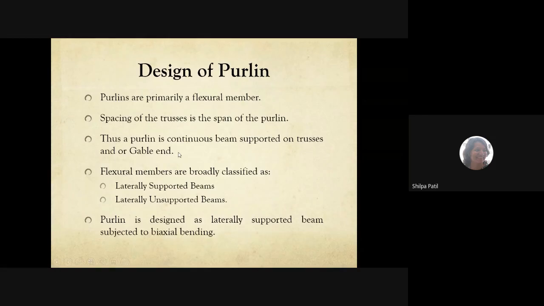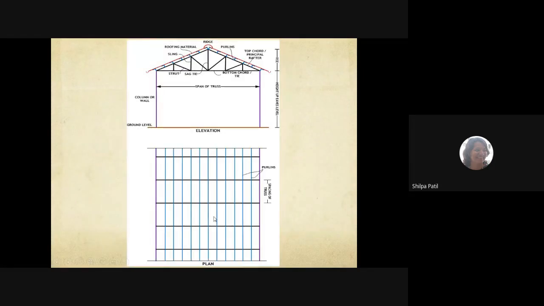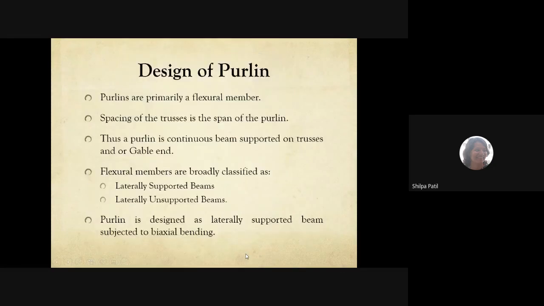A purlin is a continuous beam which is supported on trusses and on a gable end. This is the end of the shed. Suppose this is my last truss in the shed. This is called a gable end of a structure. There are two gable ends, one here and another here. So a purlin is considered as a continuous beam.